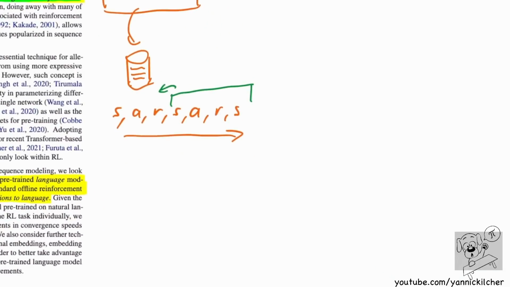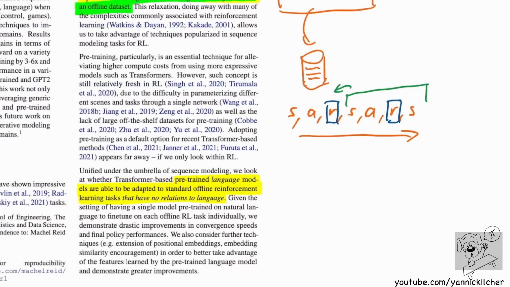There is one modification that they do. What they do is they transform the rewards right here. They don't let the model model the rewards. They let it model the rewards to go. We're going to see that in just a bit.